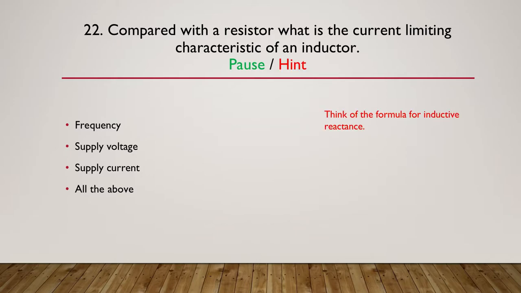So here's our hint. Think of the formula for inductive reactance. Then think which elements in the formula would be the ones that, compared with a resistor, are going to do the current limiting. So let's now move on to the answer.